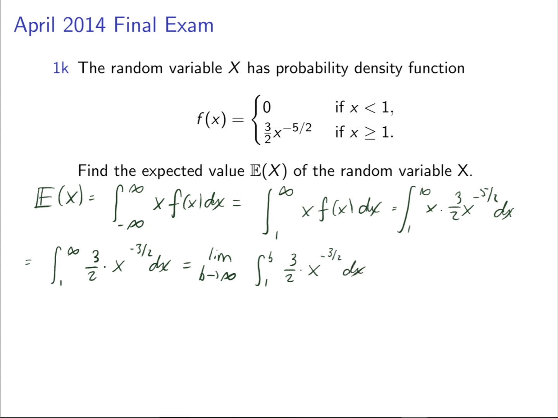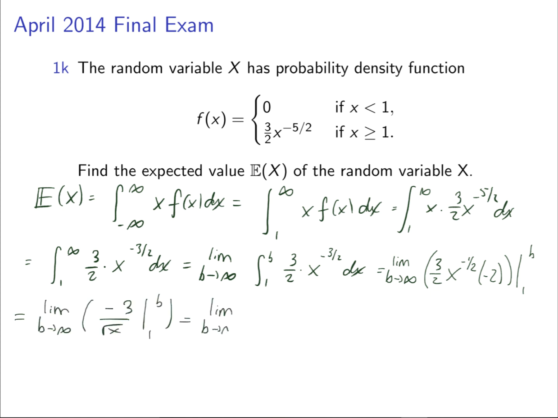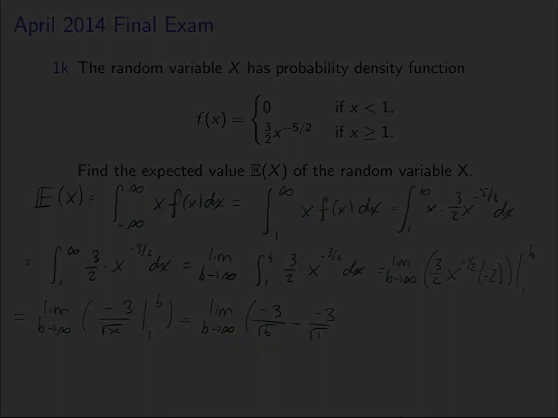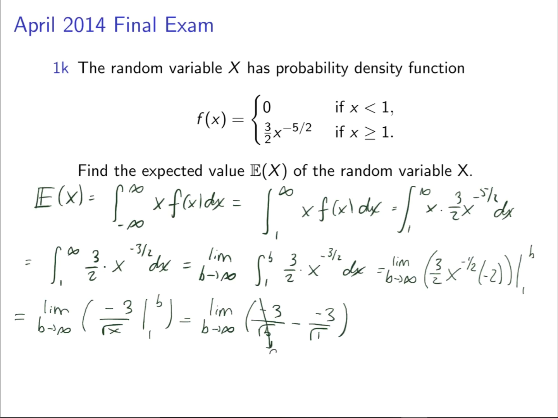Now I evaluate using the fundamental theorem of calculus, part 2. As b goes to infinity, this term goes to 0, and I'm left with 3. The expected value of this random variable is 3.